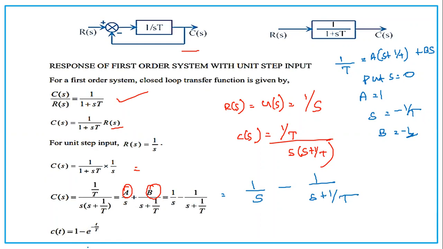So c of t is equal to 1 minus e raised to minus t by t. So response of a closed loop first order system for a unit step input is 1 minus e raised to minus t by t. So unit step അല്ലെങ്കിൽ we can write c of t is equal to A into 1 minus e raised to minus t by t. അങ്ങനെയും റെപ്രസെന്റ് ചെയ്യാം.